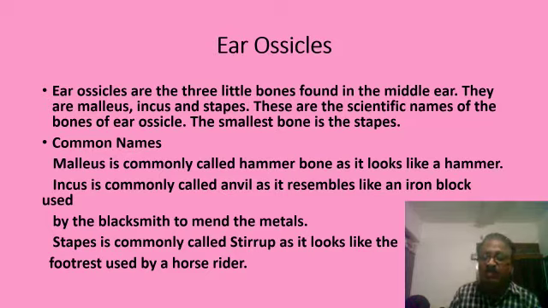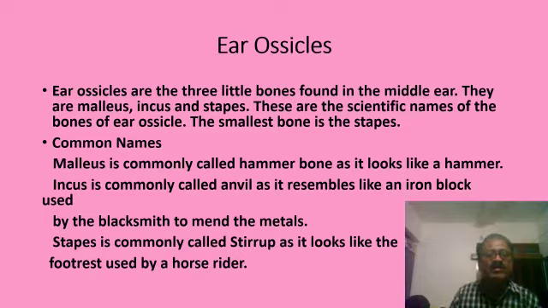If the question comes, name the smallest bones of the body, meaning in plural, bones, then you will write ear ossicles. But if the question is name the smallest bone of the body, in singular, bone, B-O-N-E, then you will write stapes. So please do note that, very important.